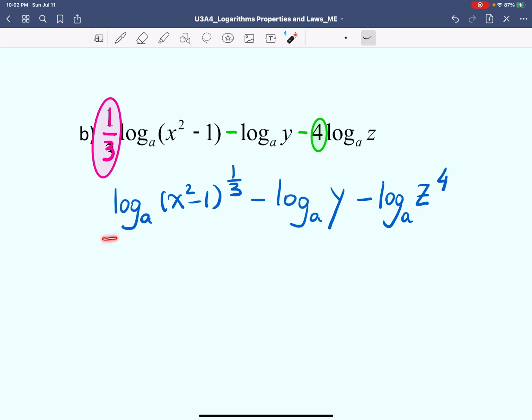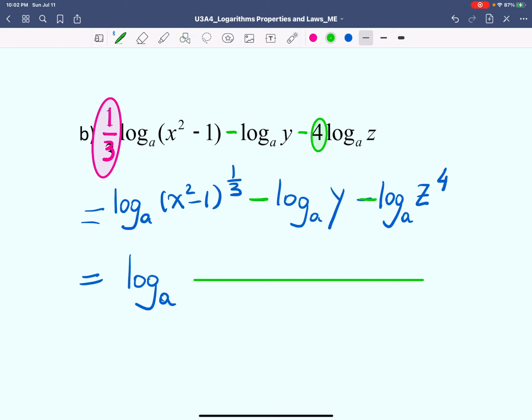So we cannot combine the log terms unless their coefficients are 1. Or negative 1 for that matter. So now we are able to bring them together. So now we can write log with base a only once. And we have minuses in here, which means we must have a fraction. And in the denominator, we're going to have the terms that are inside the logs that are negative, which means the y and the z to the power of 4 will go down. And x squared minus 1 to the power of 1 over 3 will stay in the numerator. And that would be the answer.